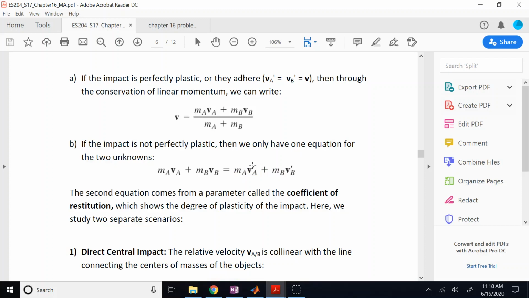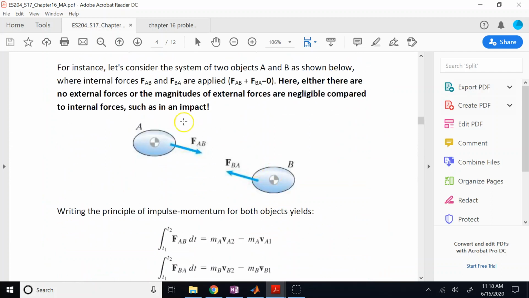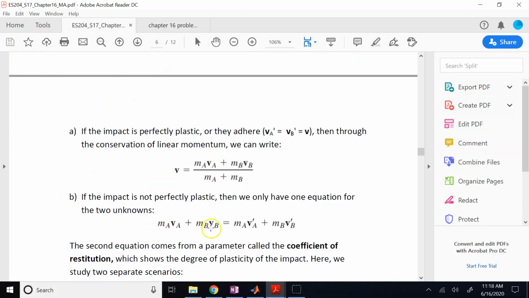Now the question is this. I have two particles. They are coming at each other and hit. Before they hit each other, I know their velocities. So in other words, if I go back to this notation, I know V of A and V of B, right? Two objects are colliding. Before impact, I know their velocities, VA and VB. And I'm interested in what? Finding their velocities after impact, V prime A and V prime B. Can I find them?